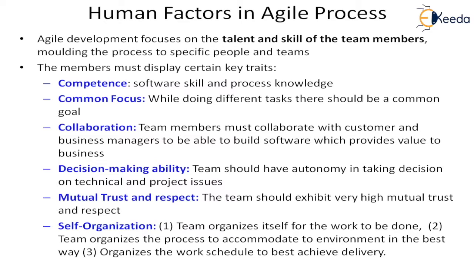So the members must display certain key traits or key human characteristics which will enable them to do this molding. The first one is competence, software skills, and process knowledge. That is a very necessary thing, and normally we take people who are well experienced for doing agile processes. The next is common focus. That means although different team members may be doing different tasks, they always need to keep in mind that they have a common goal. So the focus should be on the common goal.